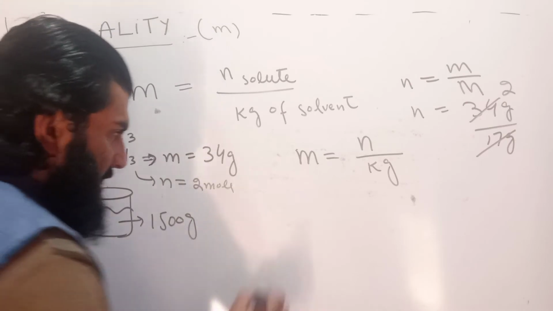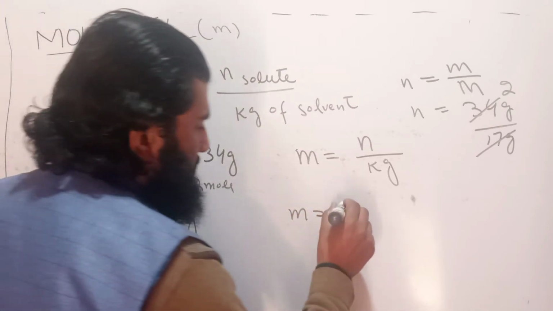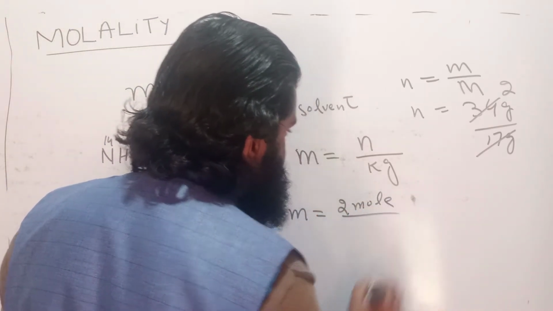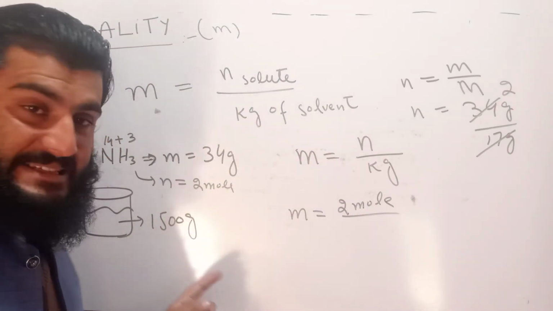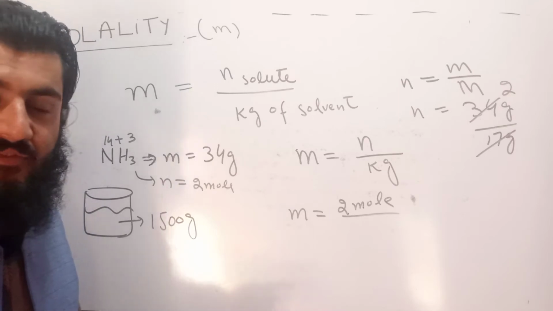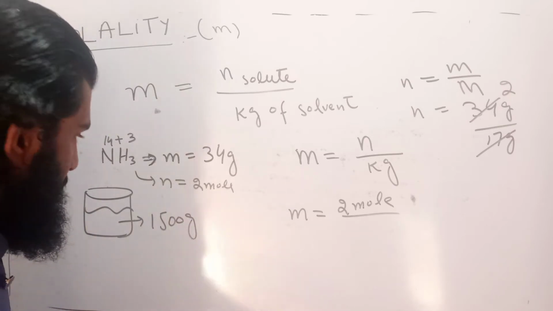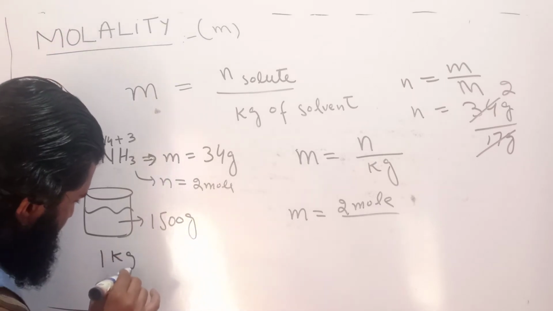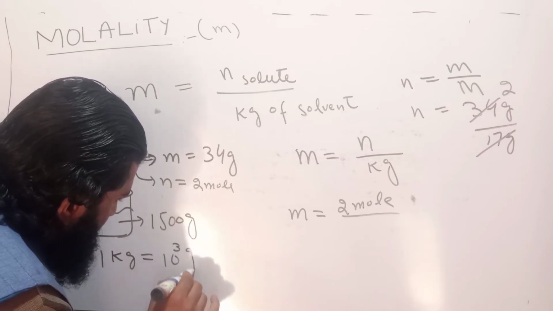So we write the number of moles of solute here, 2 moles, and we divide it by kilogram of solvent, but this is in gram. So first of all, we want to convert it into kilogram. You know, 1 kilogram is equal to 10 raised to the power 3 gram.